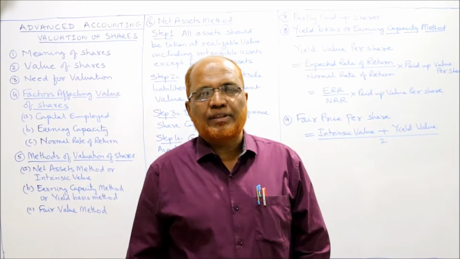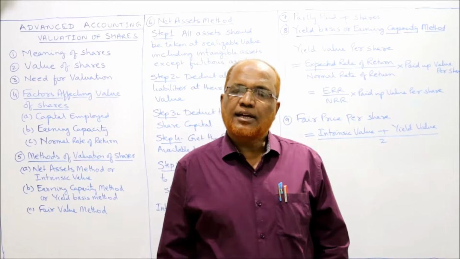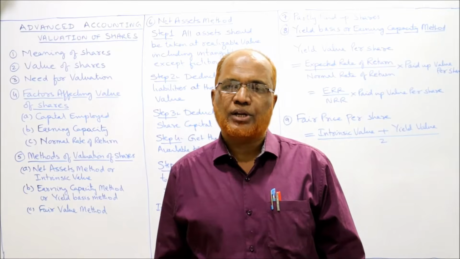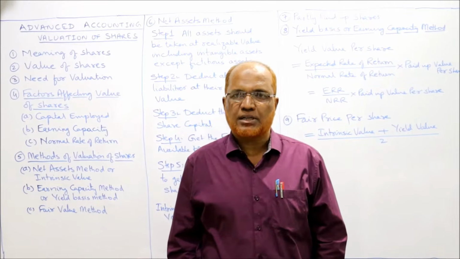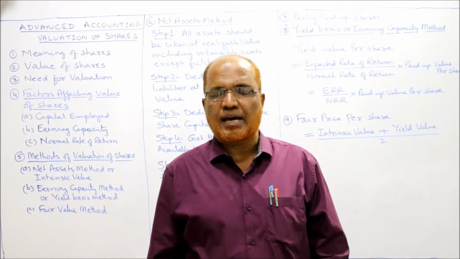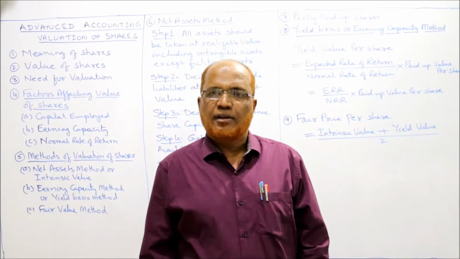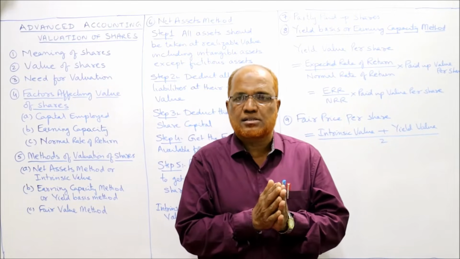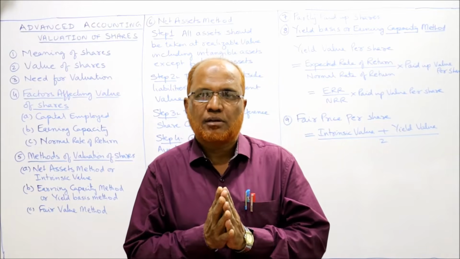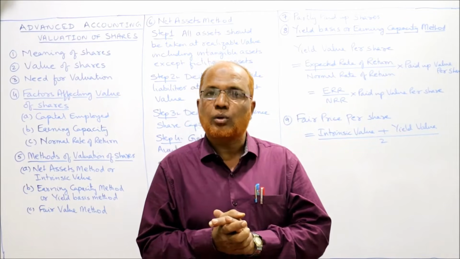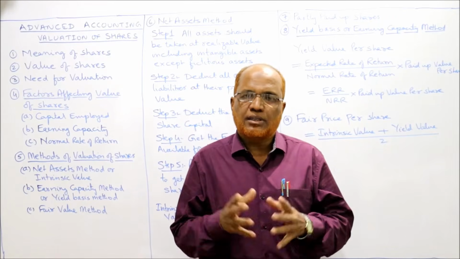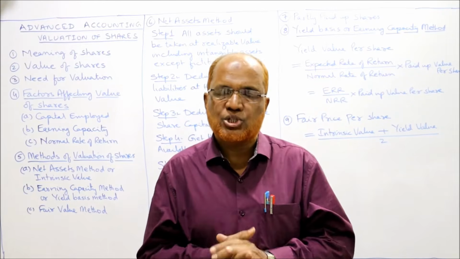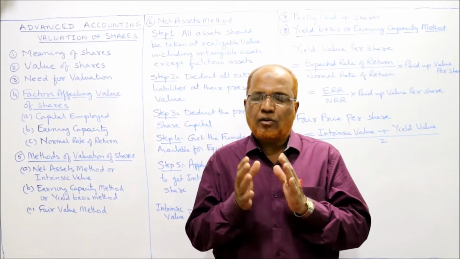First of all, we'll begin with the meaning of the term share. The capital of a joint stock company is divided into a number of parts. Each such part is called a share. For example, if the company was incorporated with an authorized capital of rupees 10 lakh, this total capital is divided into 1 lakh parts. Each part consists of 10 rupees. So 1 lakh into 10 is equal to 10 lakh rupees, that is the capital of the company. These shares, these parts of the capital, will be issued to the public. The public will purchase the shares. This is the meaning of the term share.